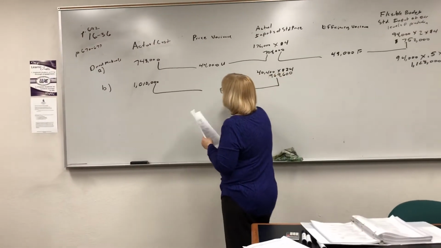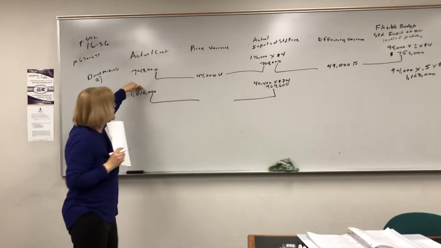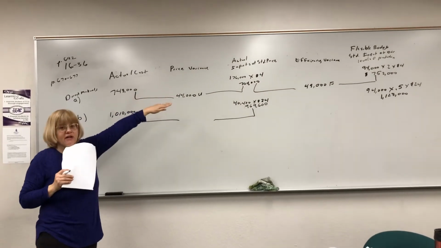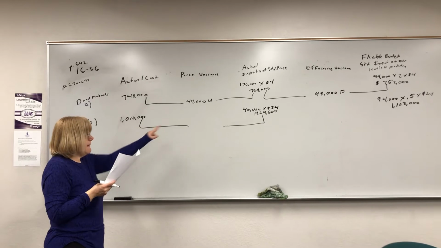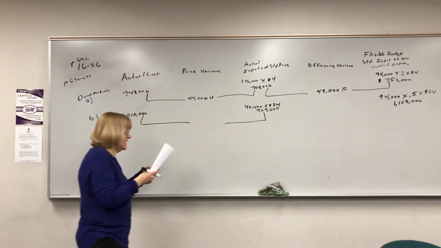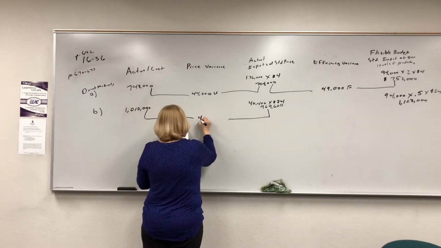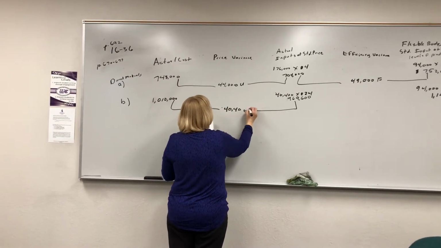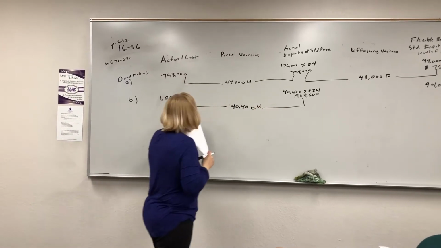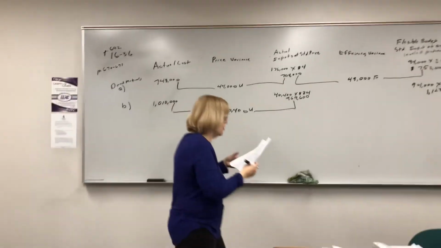969,600. So our price variance is going to be the difference between our actual cost and our actual inputs at standard cost. So 1,100,000 minus the 969,600 is 40,400. And that, of course, once again, is unfavorable because our actual is more.